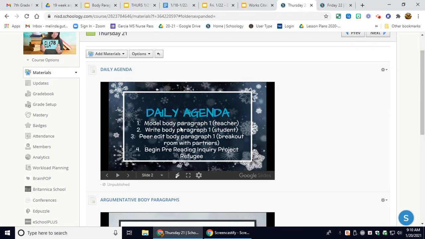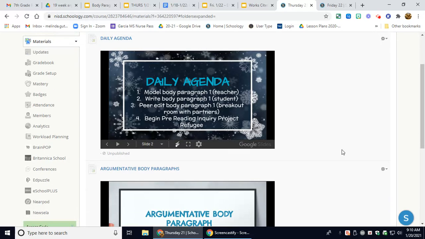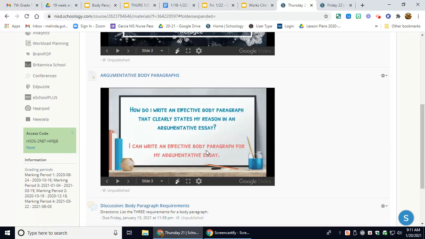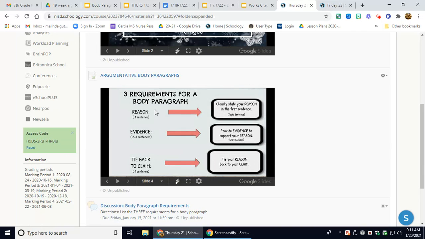Today we're going to be writing our body paragraphs for our argumentative essay. We're going to edit them on Zoom in a peer edit, or you will be doing an individual checklist if you are asynchronous. And then we're going to begin a pre-reading inquiry project over the novel Refugee. So to start off, we will be writing our body paragraphs.